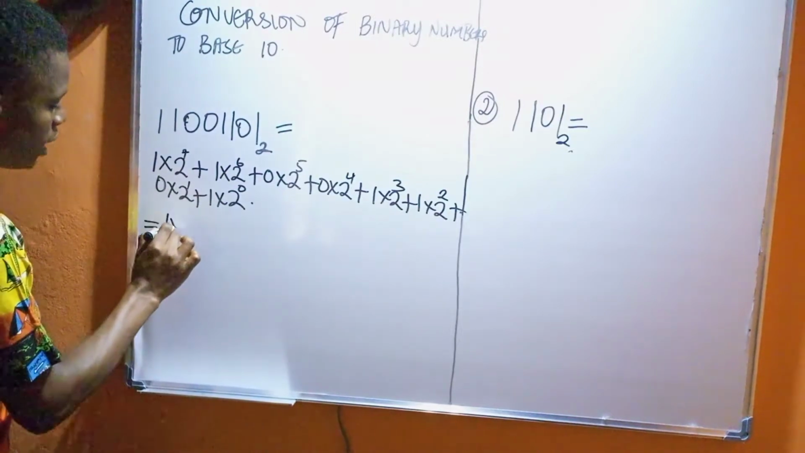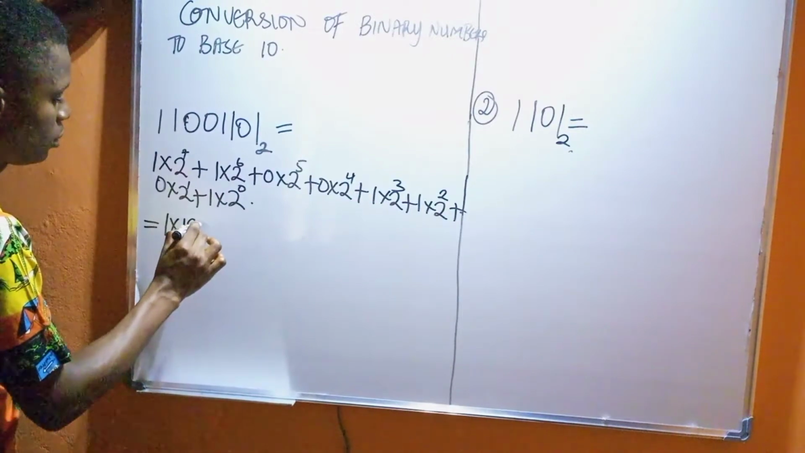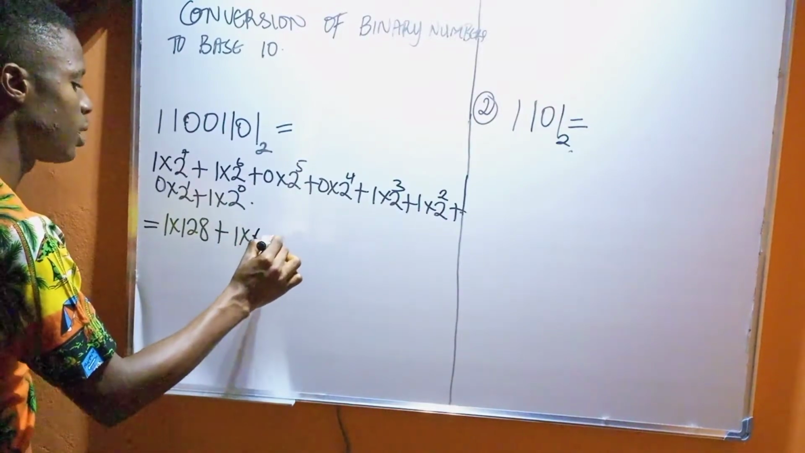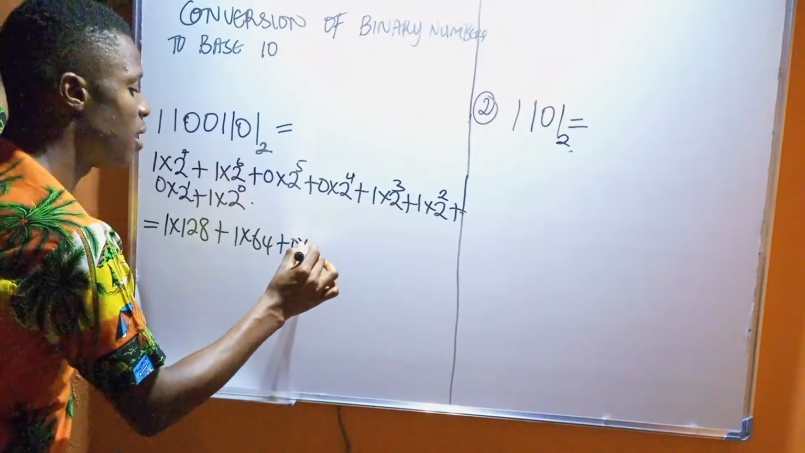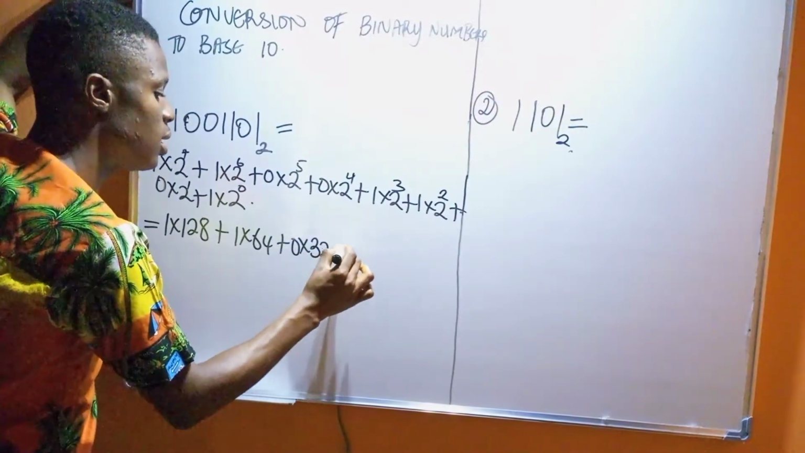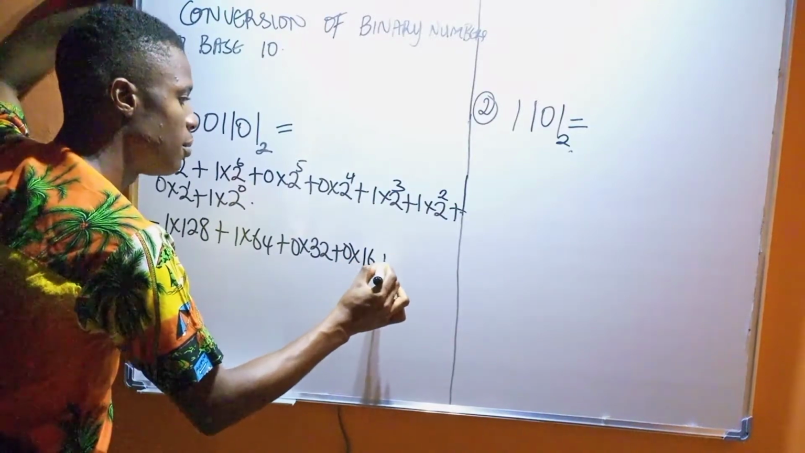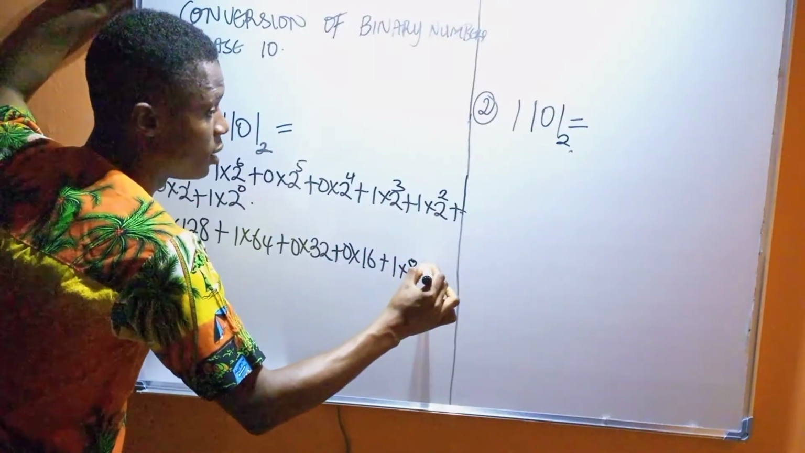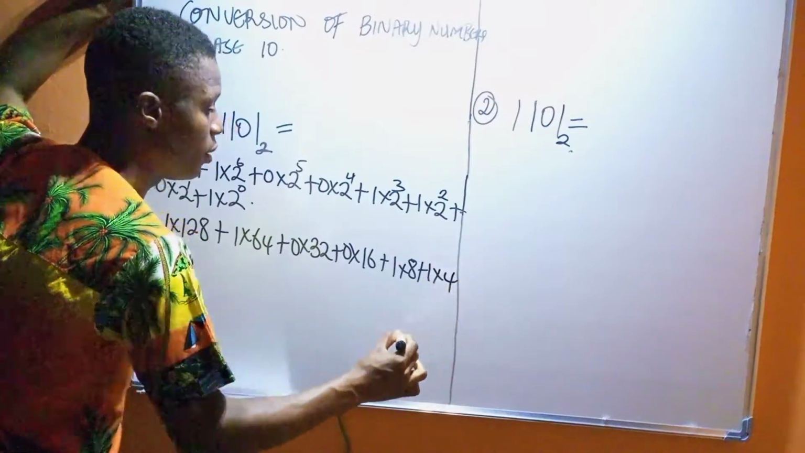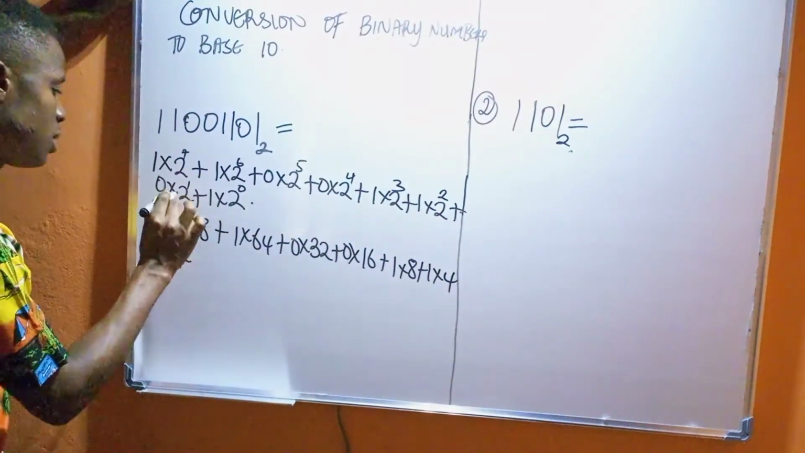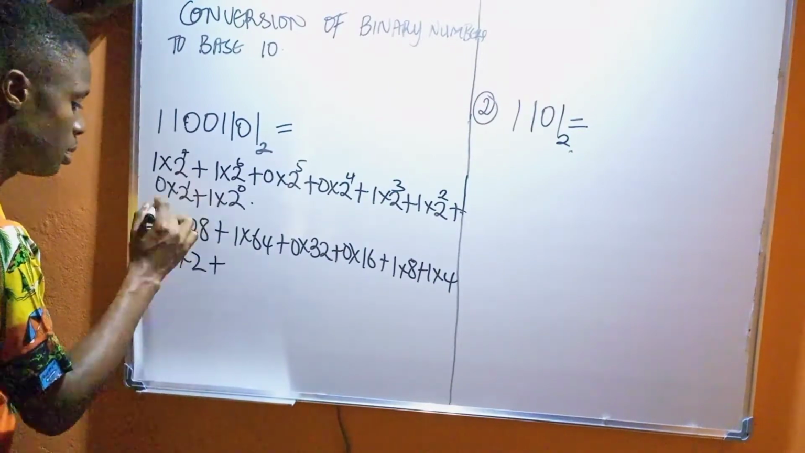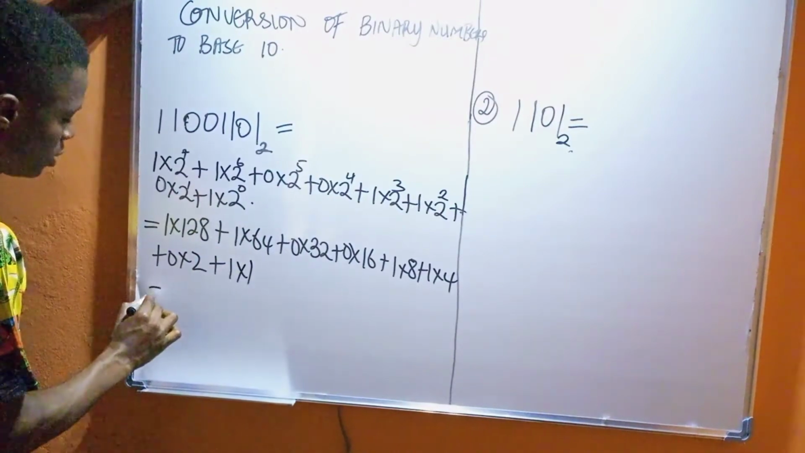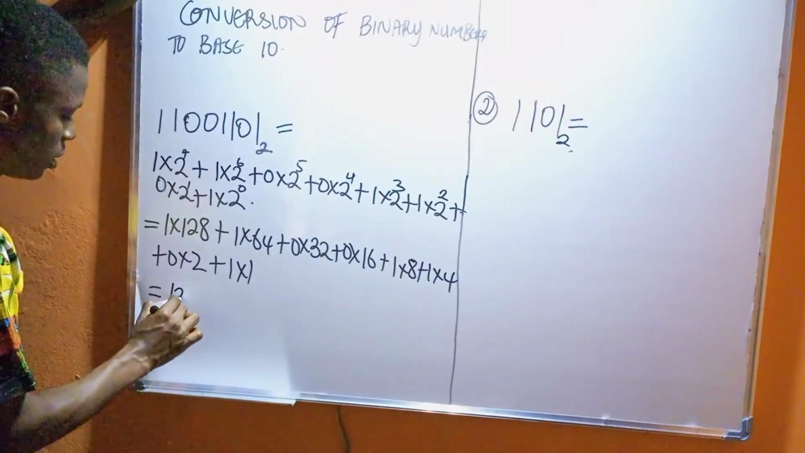This is equal to 1 times 2 raised to the power 7 is 128, plus 1 times 2 raised to the power 6 is 64, plus 0 times 2 raised to the power 5 is 32, plus 0 times 2 raised to the power 4 is 16, plus 1 times 2 raised to the power 3 is 8, plus 1 times 2 raised to the power 2 is 4, plus 0 times 2 raised to the power 1 is 2, plus 1 times 2 raised to the power 0 is 1. This is equal to 1 times 128 is 128.